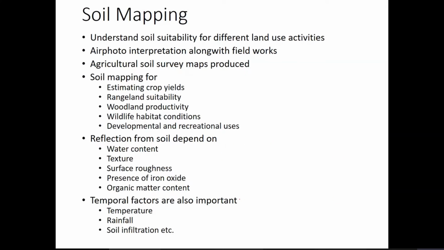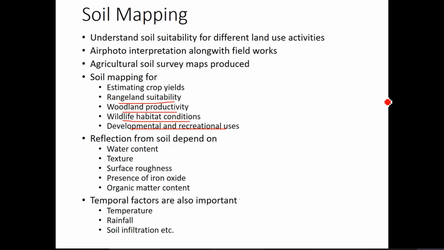One is estimating the crop yields. Particular crops grow in particular types of soils, right? So you can actually map and estimate the crop yield from a particular area. Suppose you identify a particular soil at a particular area, and you know that this particular soil is good for a particular type of crop, and what might be the crop yield, so you might be able to estimate that, right? Then you can use it for rangeland suitability, woodland productivity, wildlife habitat conditions, developmental and recreational uses. In all these applications, soil mapping plays a very important role, right? So for different land use activities, you have to identify and understand the suitability of various soil types for various land use activities. So for that, soil mapping is to be done.